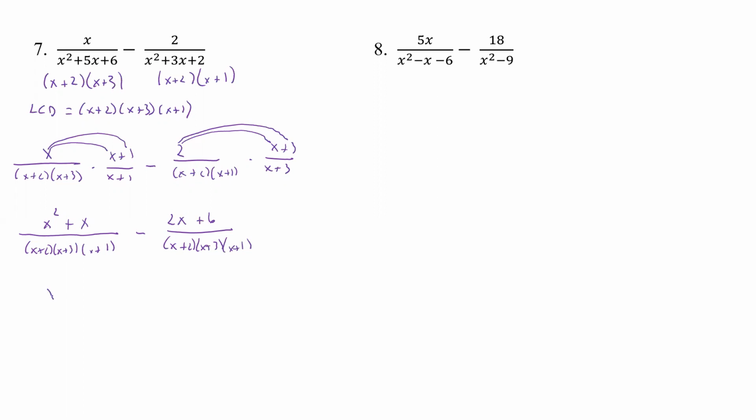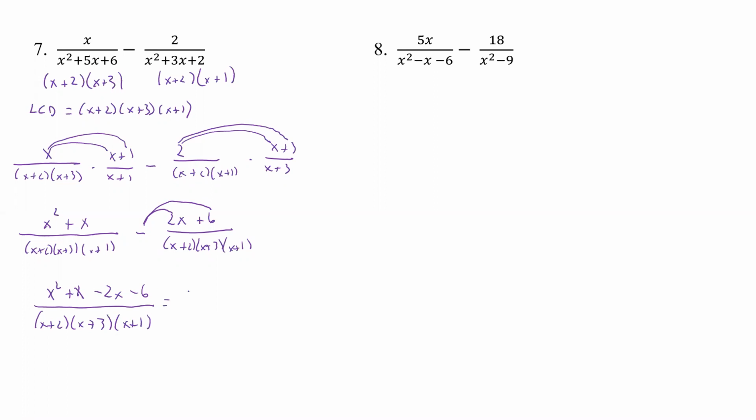So that gives us x squared plus x. Now remember that minus, you have to distribute to both of those. So that was x squared, and then that was an x. And that's going to be minus 2x, and then minus 6, and that's all over x plus 2, x plus 3, x plus 1.